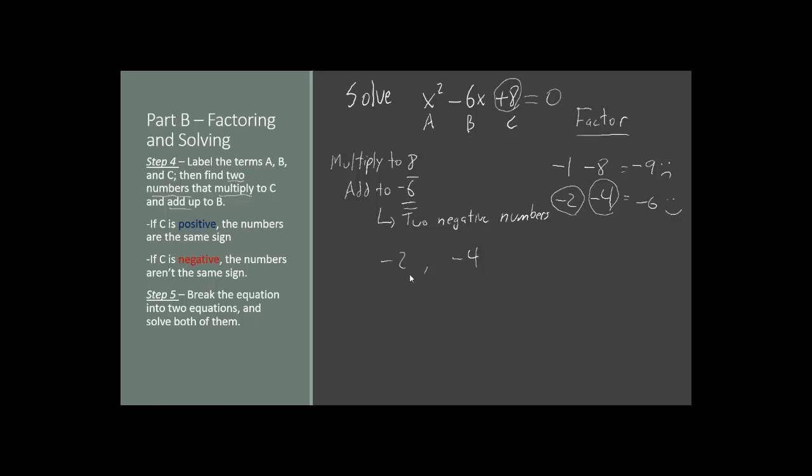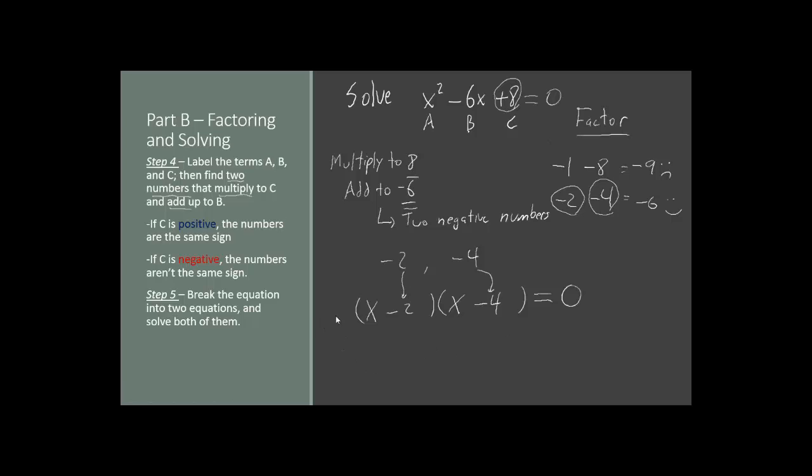Now, in order to factor it, we're going to break this expression up above into two parentheses. Both of those parentheses will contain an x. To the first parentheses, we'll bring down the negative 2, so the first parentheses reads x minus 2. To the other one, we'll bring down negative 4, so it reads x minus 4. And remember that it equals 0, because it equaled 0 up here.